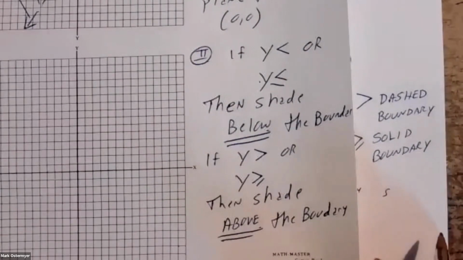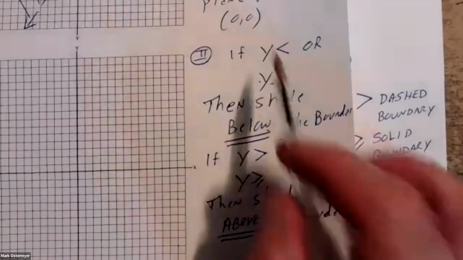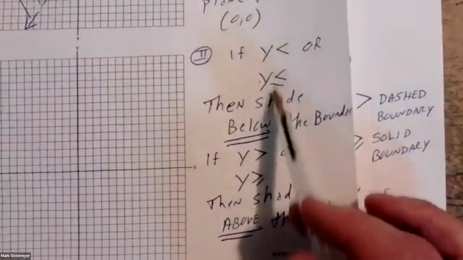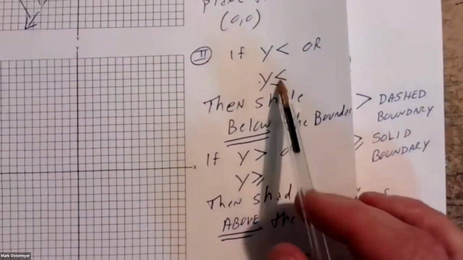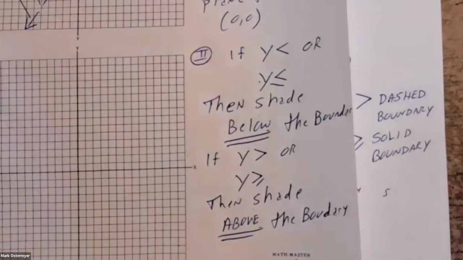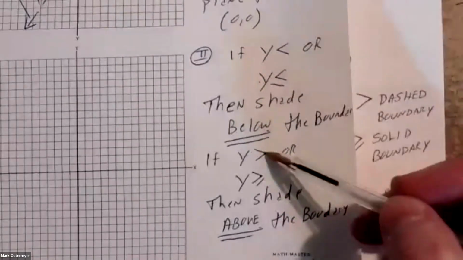If you just solve your inequality for y, always keeping y on the left side of the inequality, you can determine what side of the line to shade, depending upon whether you have less than or equal to, or greater than or equal to.